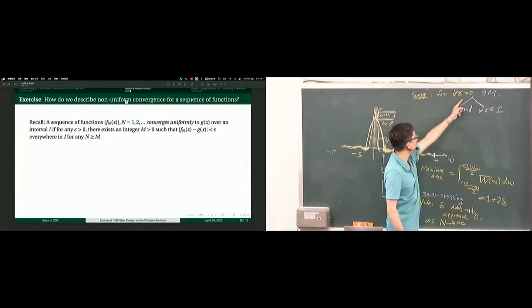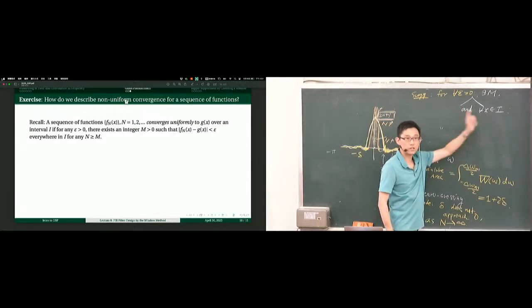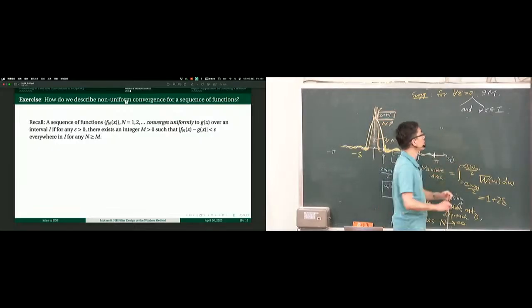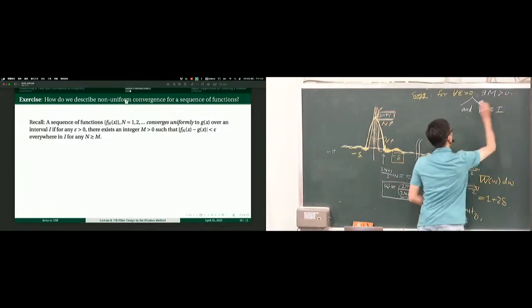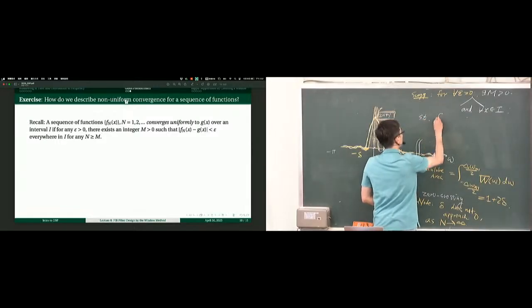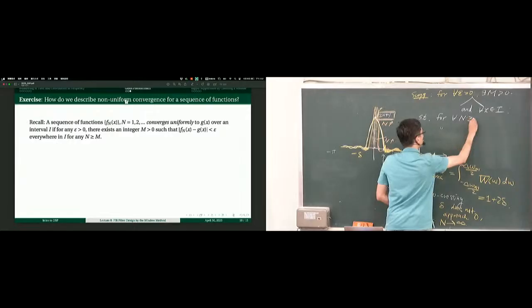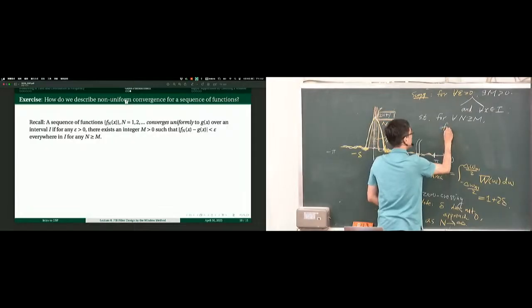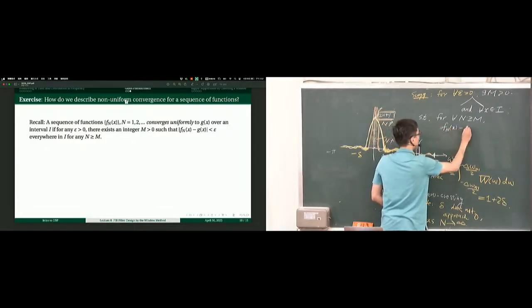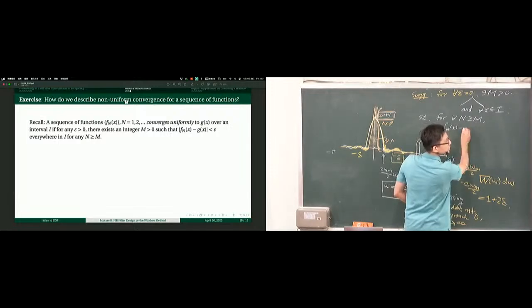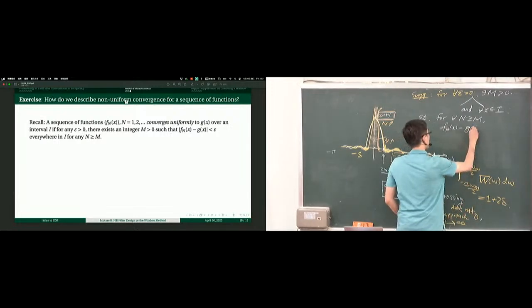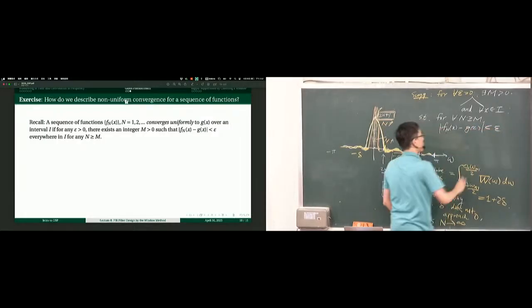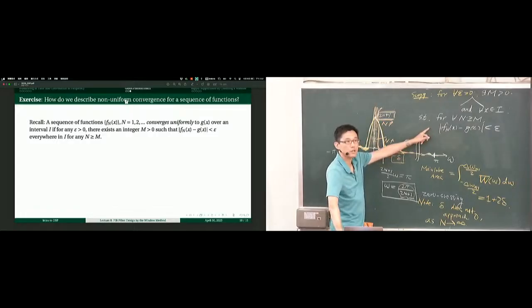For any epsilon greater than 0 and any given x, any particular x, any one x in I, we can find M greater than 0 such that for any n greater than or equal to M, we have the function at that x minus the target, is it g? Yeah, g(x), smaller than epsilon. But this is the definition for pointwise convergence. Okay, it's a broader definition. The pointwise convergence could be uniform or non-uniform.